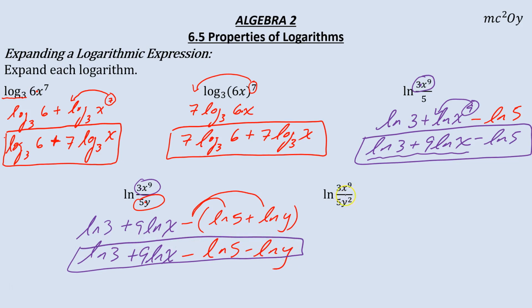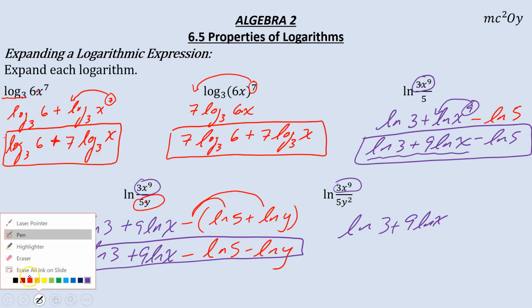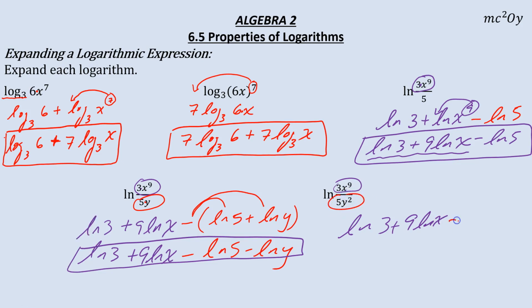Notice this next one, we just keep adding to the bottom. The top has stayed the same, so we still have natural log of 3 plus 9 natural log of x. And on the bottom now, we're going to be subtracting natural log of 5 and the natural log of y squared. The one extra piece here is we're going to have to bring that 2 out in front. So the end result: natural log of 3 plus 9 natural log of x minus natural log of 5 minus 2 natural log of y.